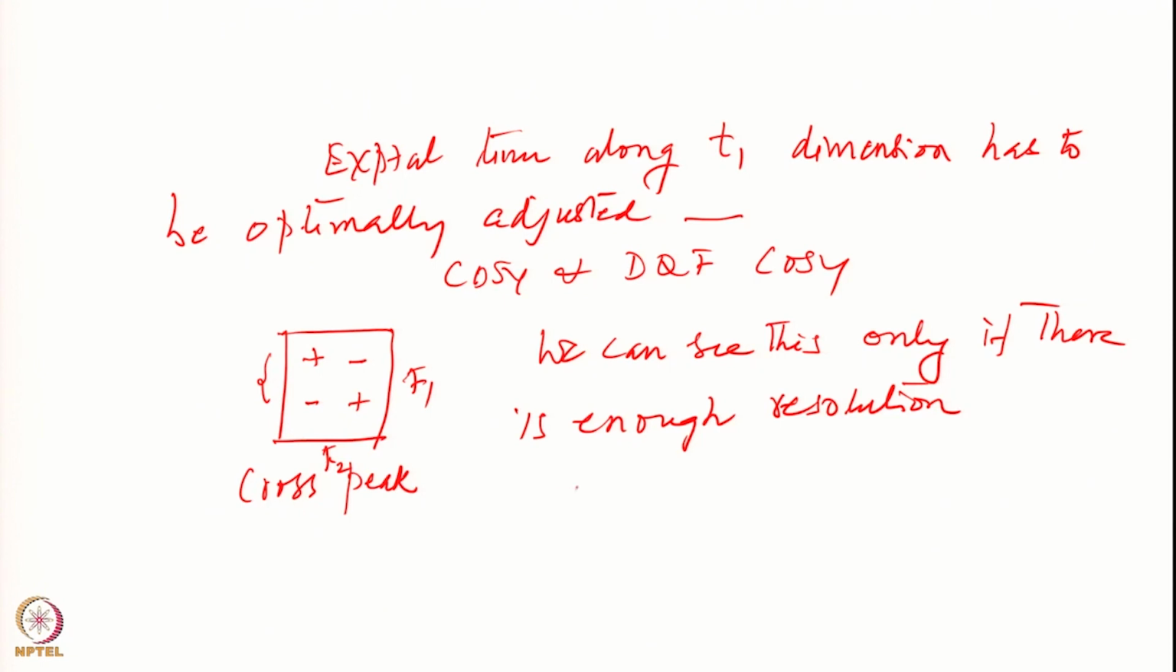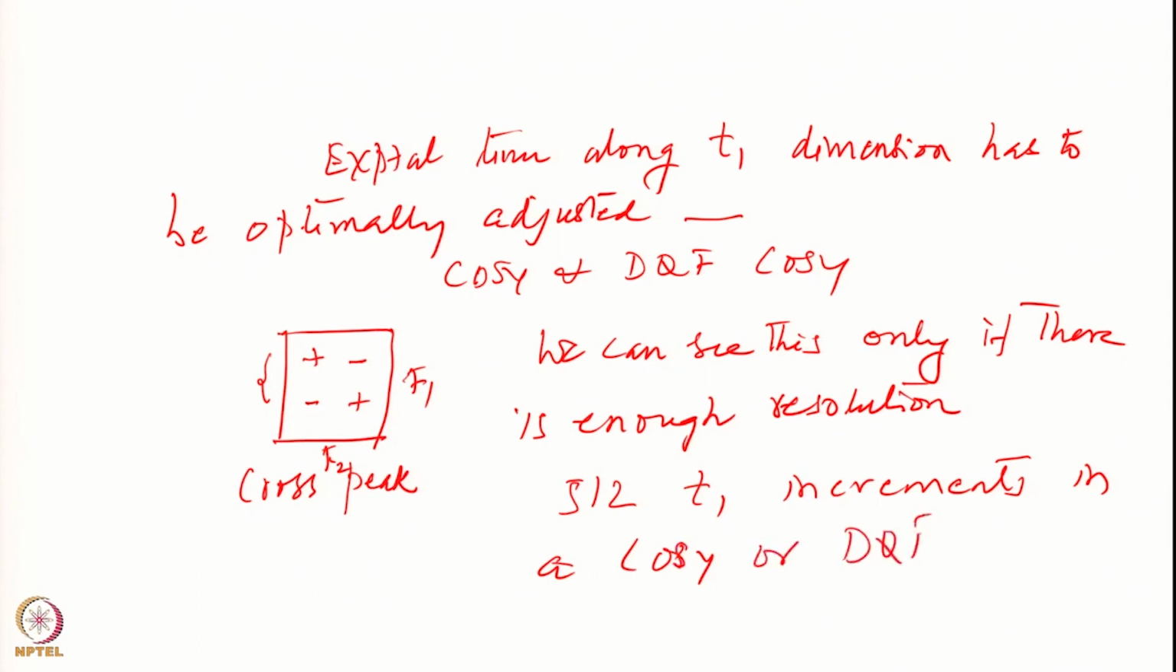So, typically one does 512 T1 increments in a COSY or decay of COSY experiment. If the coupling constant is very small, then you will have to collect more.